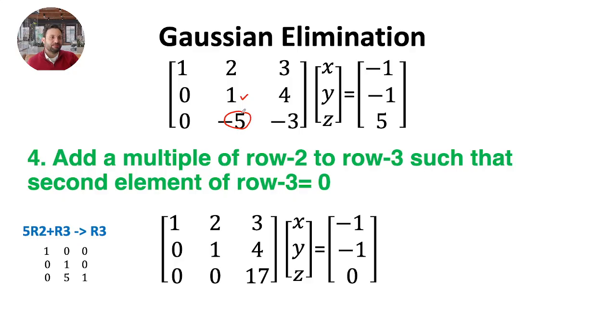How am I going to do it? A multiple of row 2 such that this gets eliminated. Of course, I'm going to add 5 times row 2 to row 3 to get rid of this. And the matrix way to do that is to add this matrix, which is almost like an identity matrix, but this entry indicates that 5 times row 2 has to be added to row 3, and I get this form, having eliminated the entries below the diagonal, which gives us an upper triangular matrix.